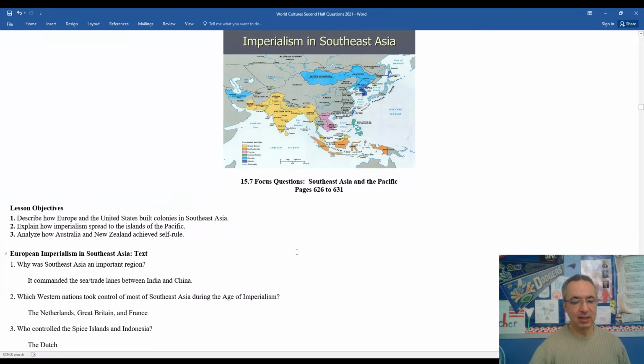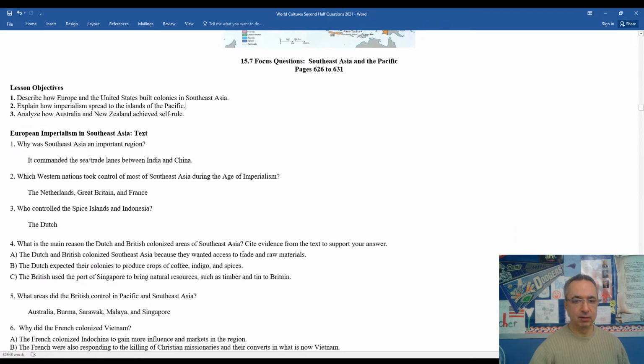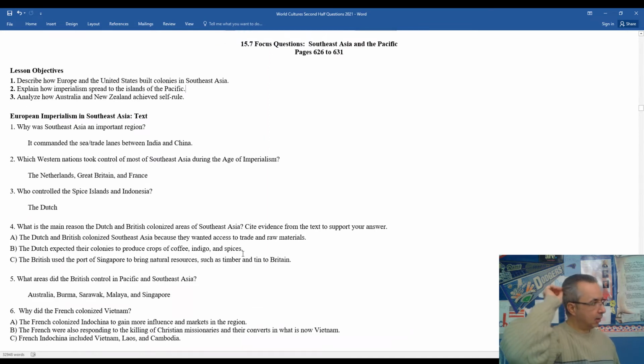Why was Southeast Asia an important region during this period of the age of imperialism? It was the region in which we had a lot of travel by sea, by ship. These were travel and, more importantly, trade lanes that linked together some of the great trade regions of the time, including India, which was controlled by the British, as well as China, where most European countries and America were trying to open up for trade.